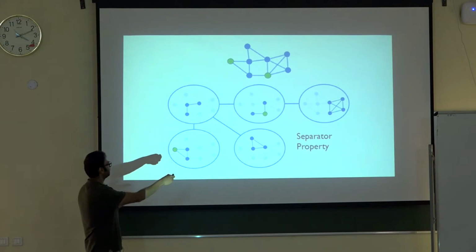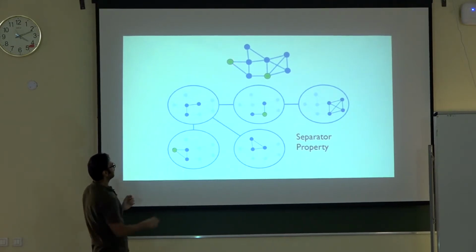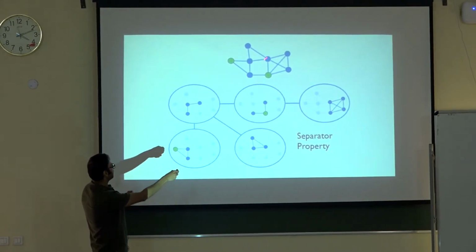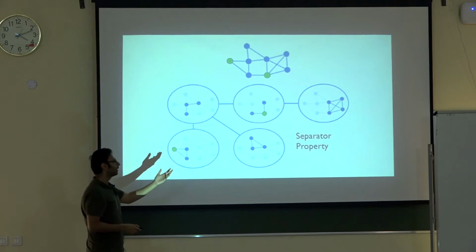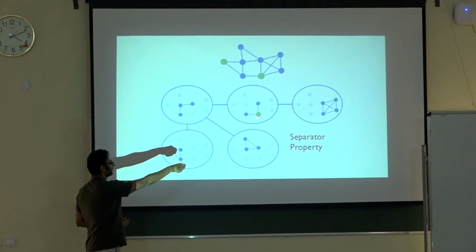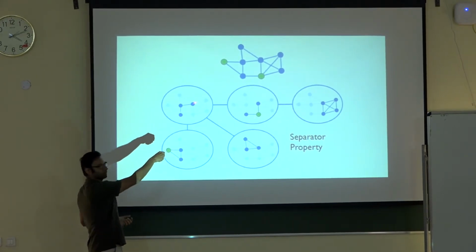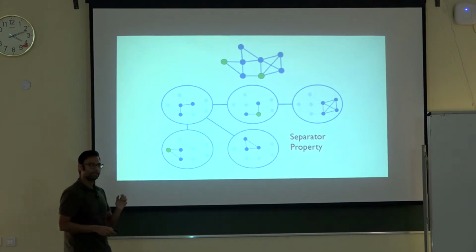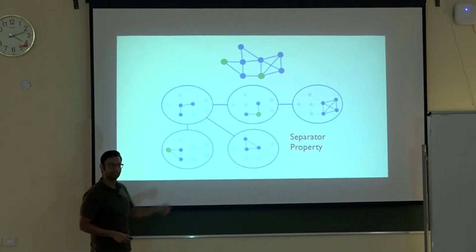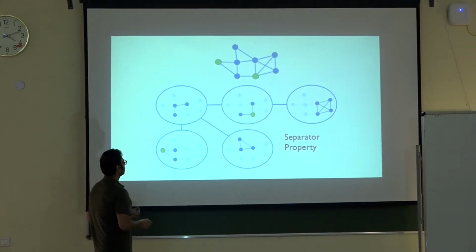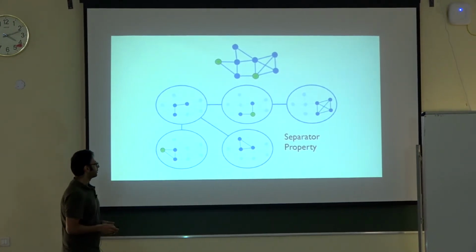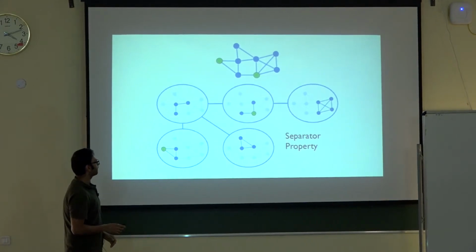Yeah? So for example, if I look at these two green guys, then it's very easy to see that these three vertices form a vertex separator for these two, right? There is no way that you can reach from this green to that green without hitting any one of them, right? So if you remove this bag, then you essentially disconnect these two. Okay, so that's the separator property.